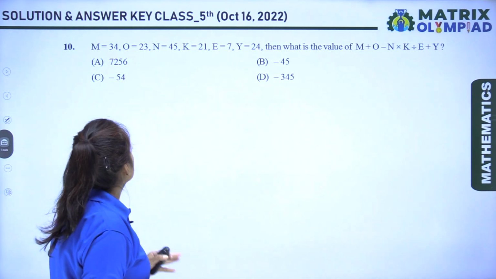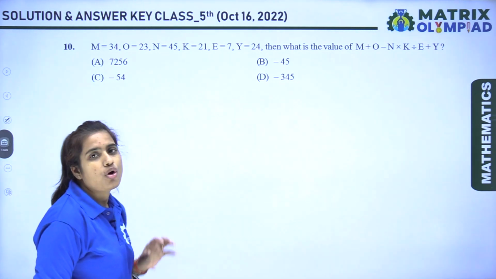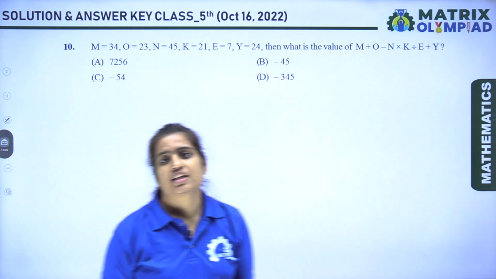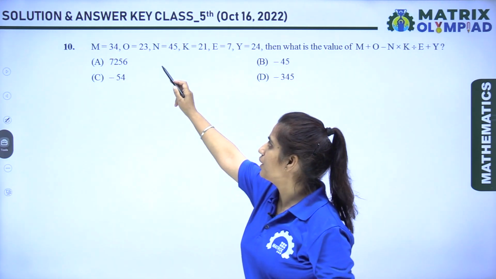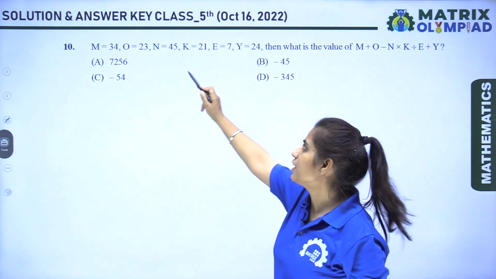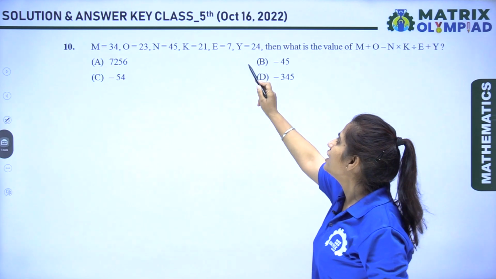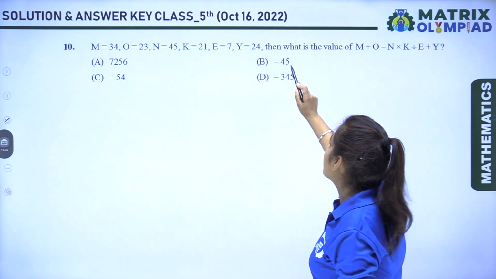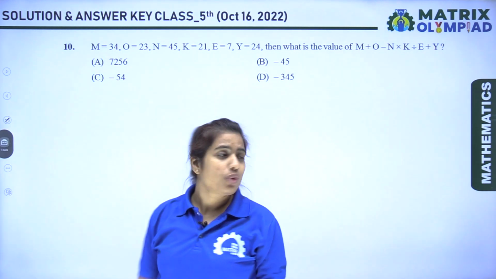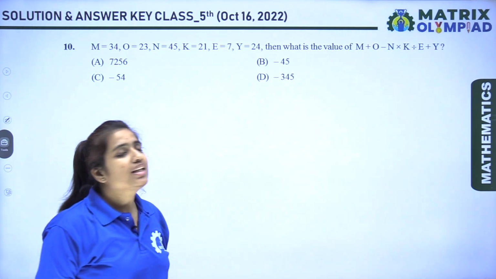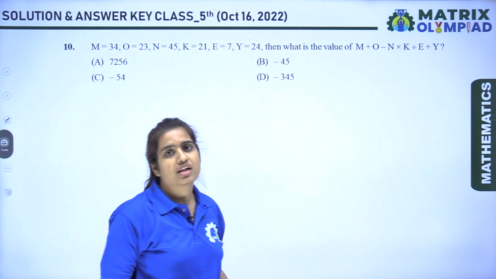The 10th question: we are given the values of the alphabets. M is equal to 34, O is equal to 23, N is equal to 45, K is equal to 21, E is equal to 7, Y is equal to 24. Then what is the value of M plus O minus N multiplied by K divided by E plus Y?